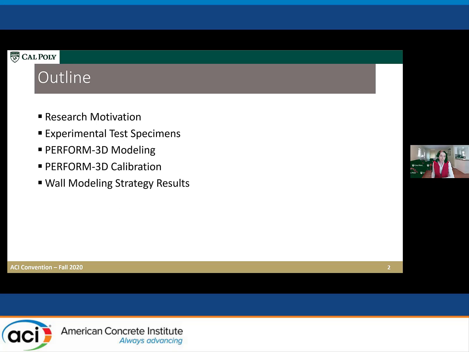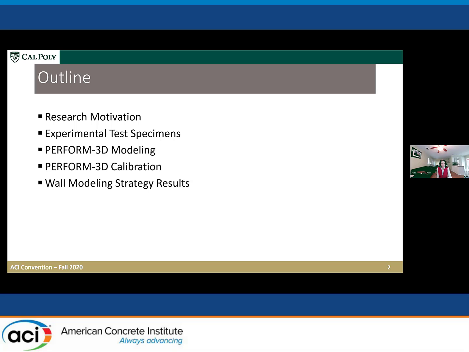The outline is that we're going to talk about the research motivation, the experimental test specimens that were used for calibration and validation of their modeling techniques, the preliminary modeling approach that they used, calibration, and the findings from their investigation.